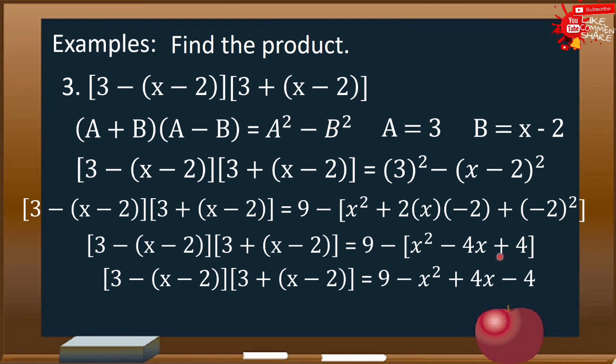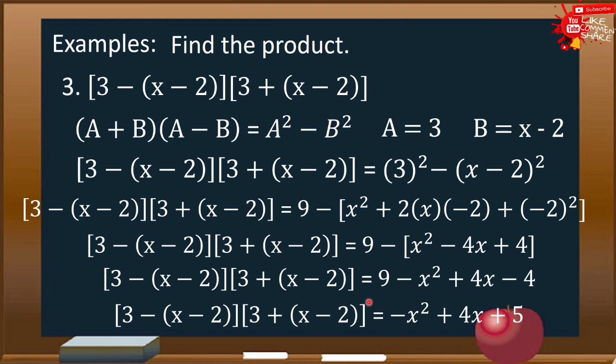And then negative times positive 4, negative 4. So, to eliminate the grouping symbol. And then, if you notice in the product of our given example number 3, we have similar terms. So, we have this constant 9 and negative 4. So, let us combine them. So, what is 9 minus 4? So, it is equal to 5. So, therefore, the simplified answer or product for example number 3 is negative x squared plus 4x plus 5 because 9 minus 4 is 5.